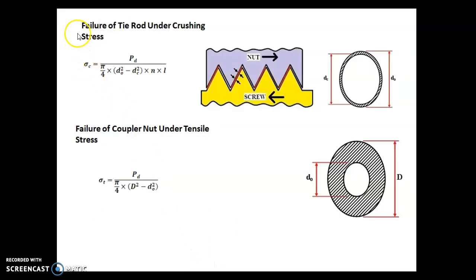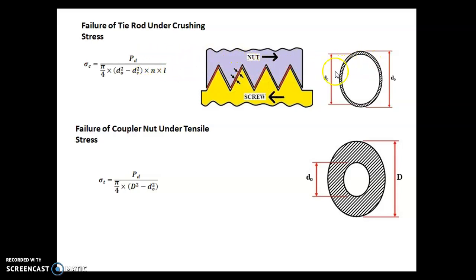Now next step, third step, failure of tie rod under crushing stress. For a crushing stress, the area is equal to, see, this is the nut and screw, and force, this part is nut part and this part is screw part. The force will act at this side. Okay, this brown color side.